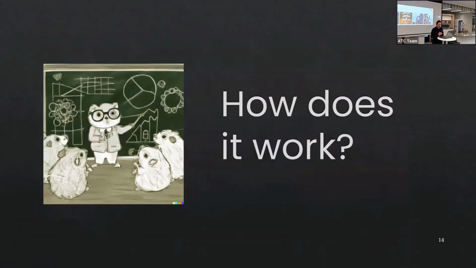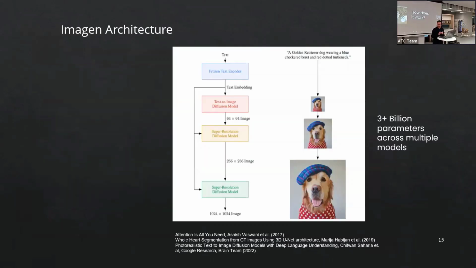Okay, so now we've seen what it can do. I want to try explain a little bit of how this works. I'm going to go over this very quickly. Yeah, as you can imagine, it's quite complicated architecture. So this is a similar model developed by Google. The reason is because it's slightly simpler than DALLE, and also because Google made a nicer image. So this has 3 billion parameters spread across multiple models.